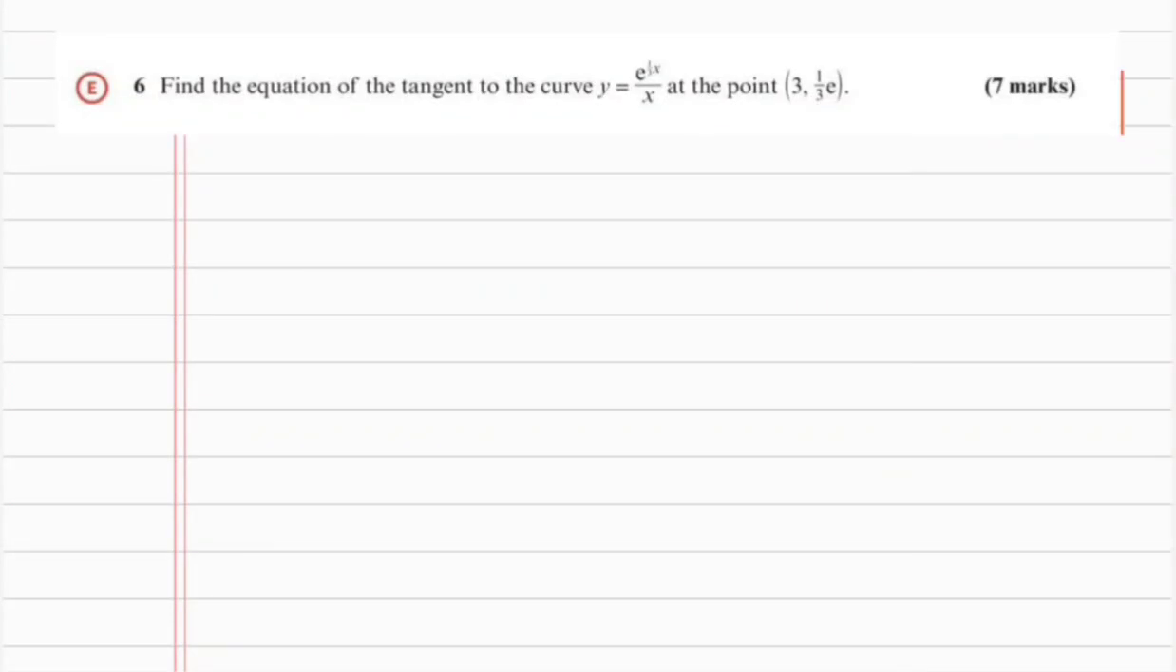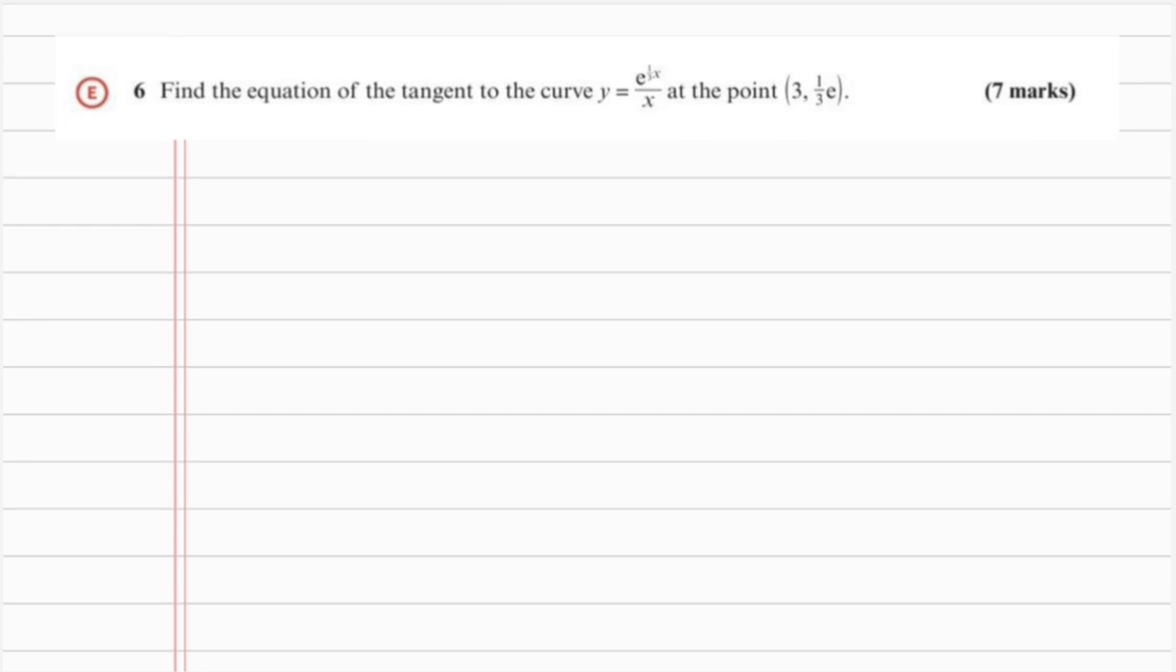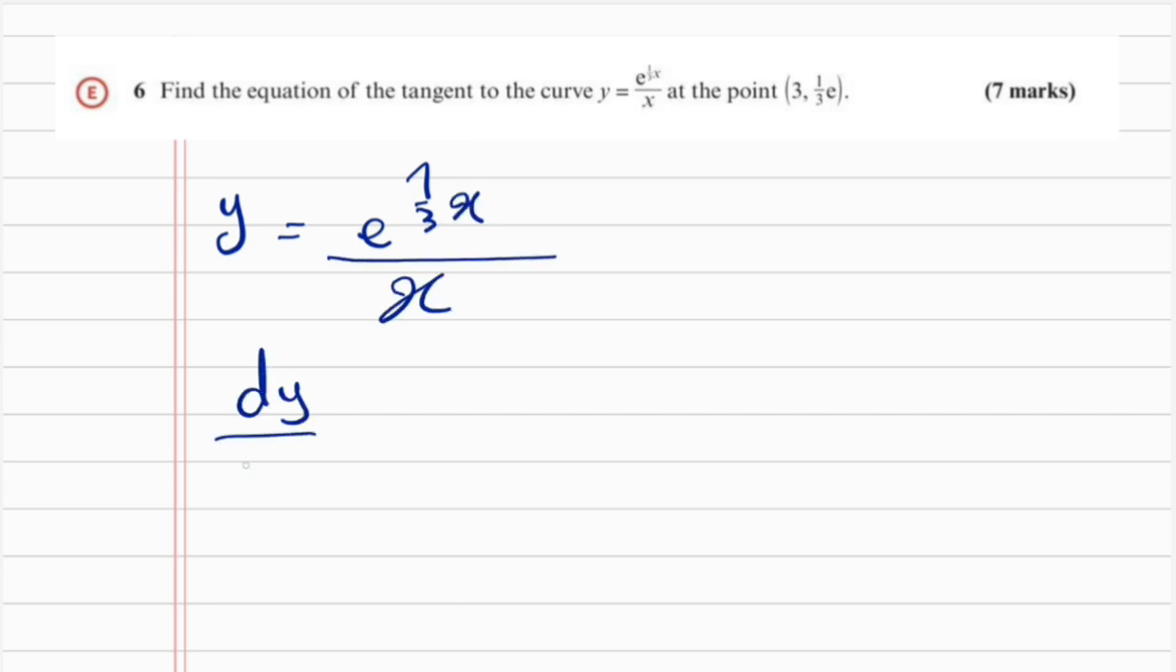Hi everyone, in this video I'm going to solve this question, which is on finding the equation of a tangent to a curve. So obviously this is another classic question for differentiation, which is basically finding the tangent to a curve. So in questions like this, you need to differentiate the function as the first step. So the function is e to the 1/3 of x over x, so we need to find the derivative of that as a first step.